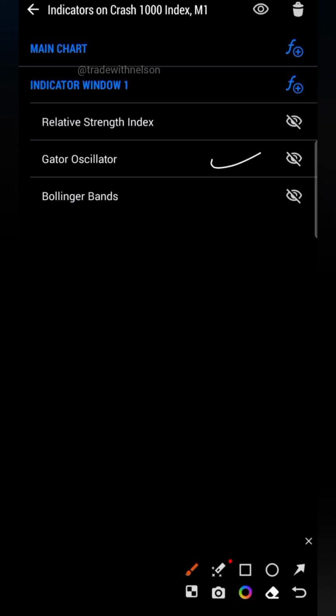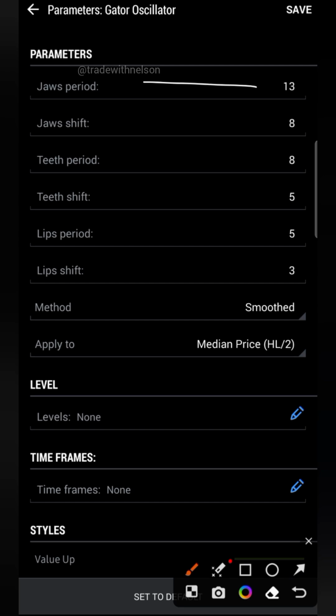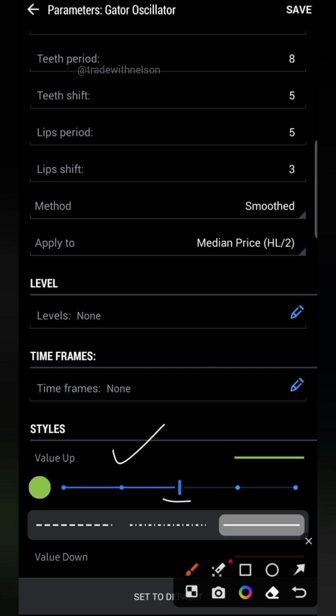The next indicator is the Gator Oscillator. To select that, click on the F icon on the indicators window 1 and search for your Gator Oscillator. Make the jaw period to be 13, jaw shift to be 8, teeth period to be 8, teeth shift to be 5, lips period to be 5, lips shift to be 3, method to be smoothed, apply to median price. And for the style, make it color of your choice, 3 pixel, value down color of your choice, also 3 pixel. After that, you click on save.